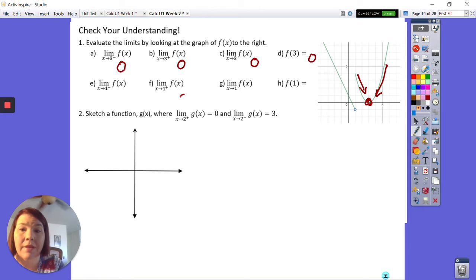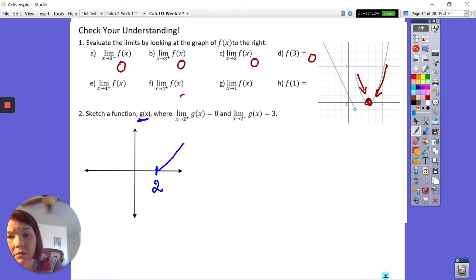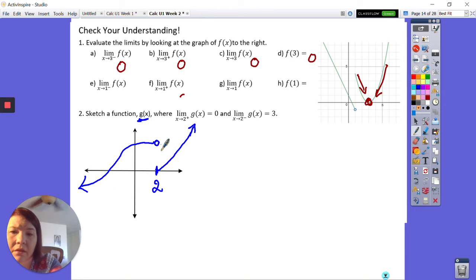On number 2, we see sketch a function g, where the limit as x approaches 2 from the right is 0, and the limit as x approaches 2 from the left is 3. So this is going to be 2, and as I come from the right, I get 0. That doesn't tell me anything about the endpoint, so I'm just going to put an arrow on this end. Then I'm going to come from the left, and I'm going to get 3. So that's going to be up here. I'm going to come from the left like that, and so there I am.